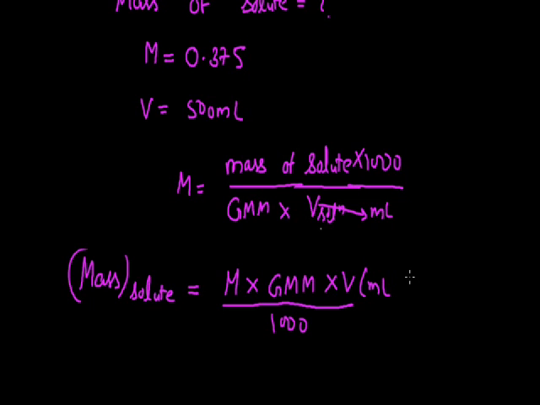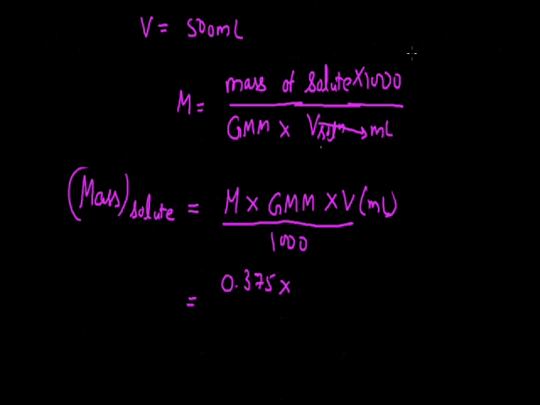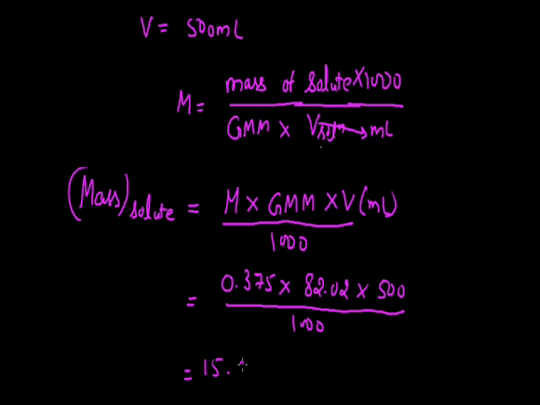So by putting the value of all the given things, we can find out the mass of solute. The molarity is provided to us as 0.375. The gram molecular mass of this substance is also given to us. It is given as 82.02 gram per mole. The volume of the solution is 500 ml, and to convert this into liter, we need to divide this by 1000. So when we solve this by putting all the known values here, finally we will get the value 15.37, and the value comes in gram, and this 15.37 is the mass of solute.